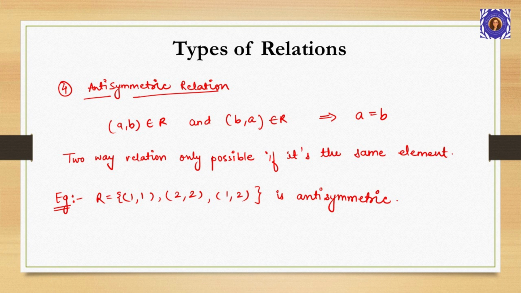Consider the relation is less than or equal to on real numbers. If x is less than or equal to y and y is less than or equal to x, then x must be equal to y. The relation R given on our set {1, 2, 3} is antisymmetric because there's no pair of distinct elements that are mutually related.